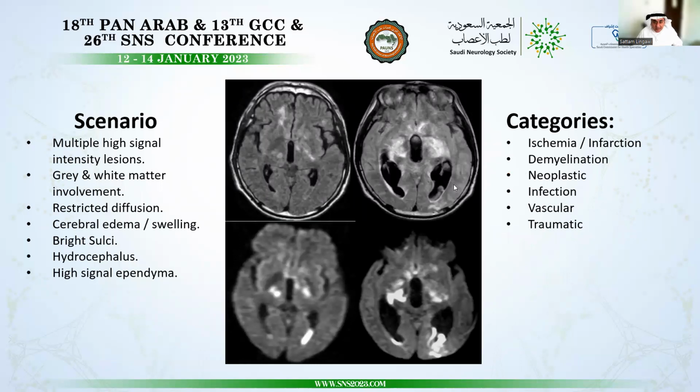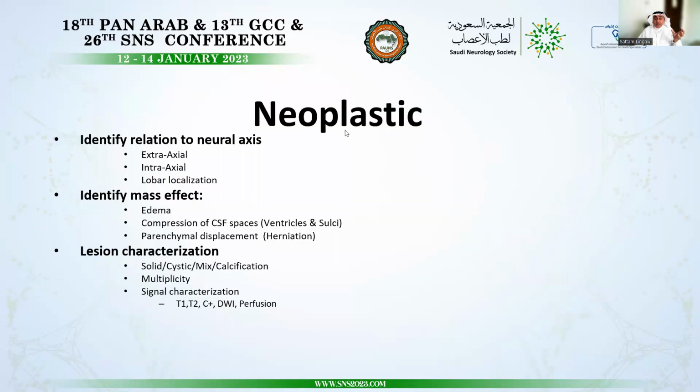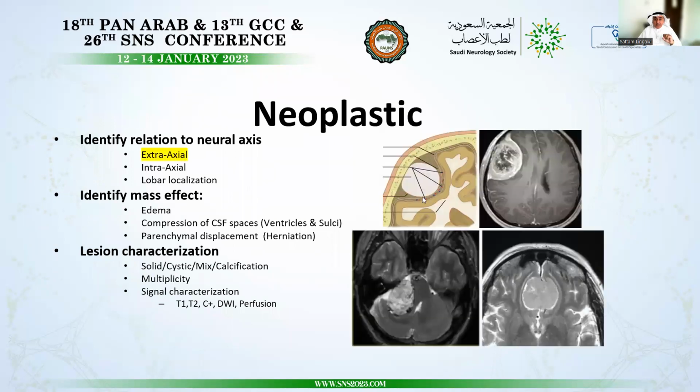In neoplasia, here I aim to develop an approach, as I said, for identifying lesions and locating them. In neoplastic processes, in mass lesions, you want to identify: is it intraaxial or extraaxial? Extraaxial lesions push the brain parenchyma and cortex inward. You can see the buckling or inward displacement of the gray matter.